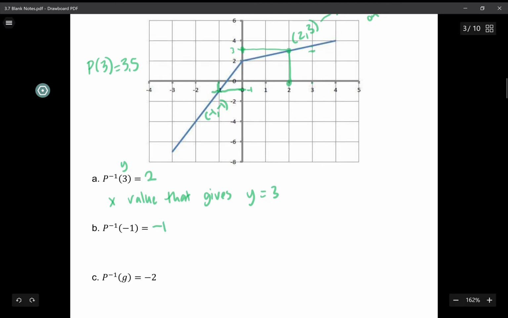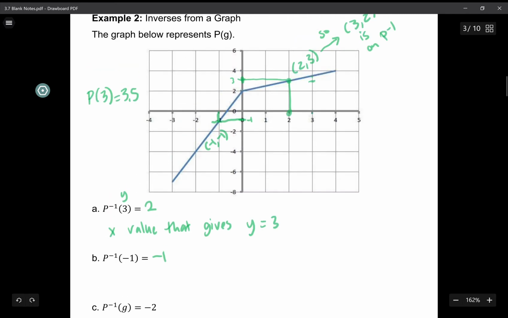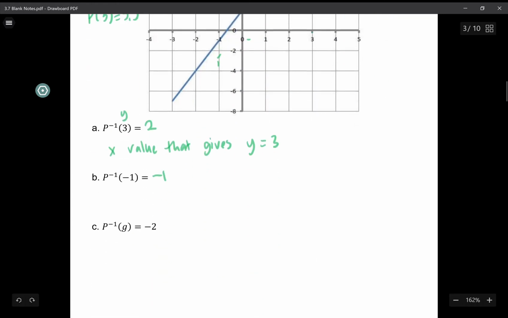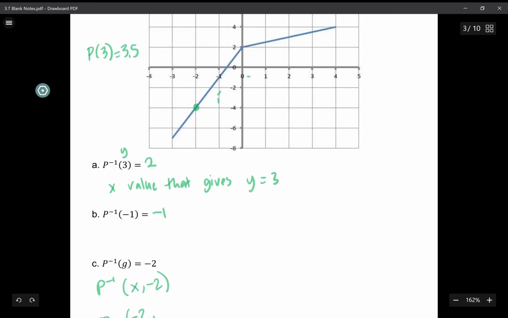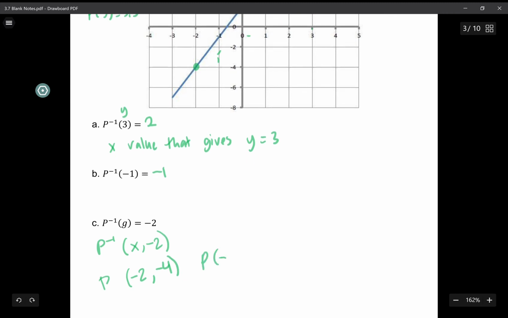One more. This one might be a little bit trickier. Let's go ahead and erase these drawings so we can get in there. This says, what x value has a y value of -2 on the inverse? Well, remember, we're looking for the inverse function, p inverse. We don't know the x, that's what we're looking for, and we know the output is -2. So that means on p, the input would be -2. An input of -2 gives the output of -4. So that means p of -2 equals -4, and so p inverse of -4 equals -2.